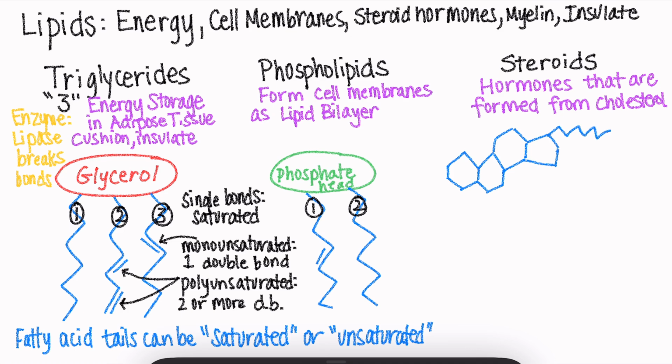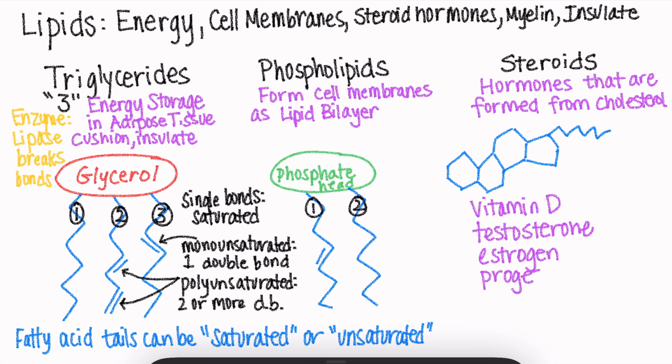This is a little cartoon of cholesterol. And cholesterol then can be modified in various ways to produce the following important steroid hormones. Vitamin D is a steroid hormone. Testosterone. Can you guess another one then? Estrogen. Can you guess another one then? Progesterone. And these are the sex hormones then.